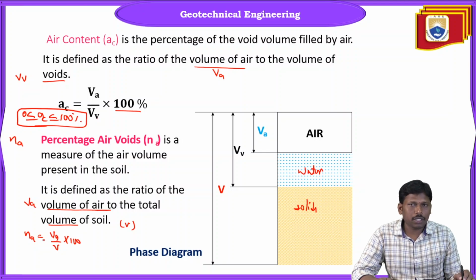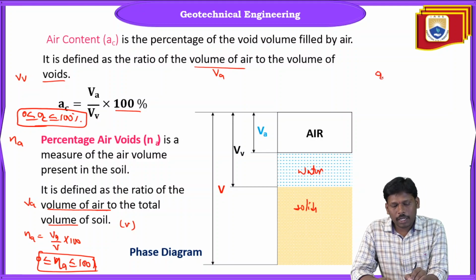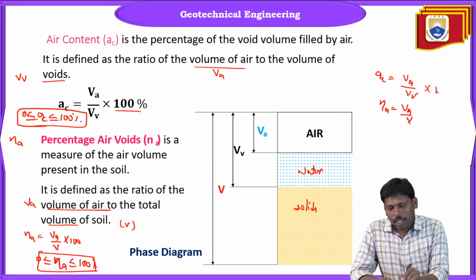The range of this percentage of air is between 0 and n_a, which is less than or equal to 100%. The percentage of air content, a_c, is equal to the volume of air to the volume of voids. n_a is equal to the volume of air to the total volume. Both are expressed in terms of percentages.